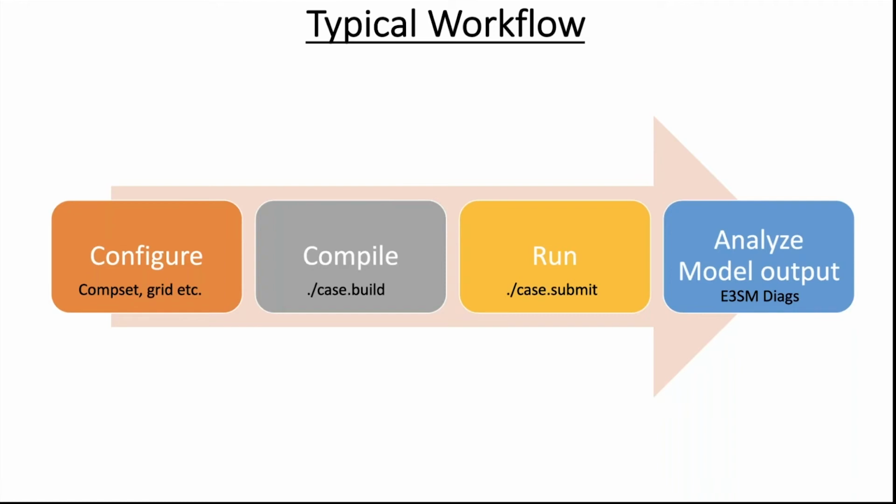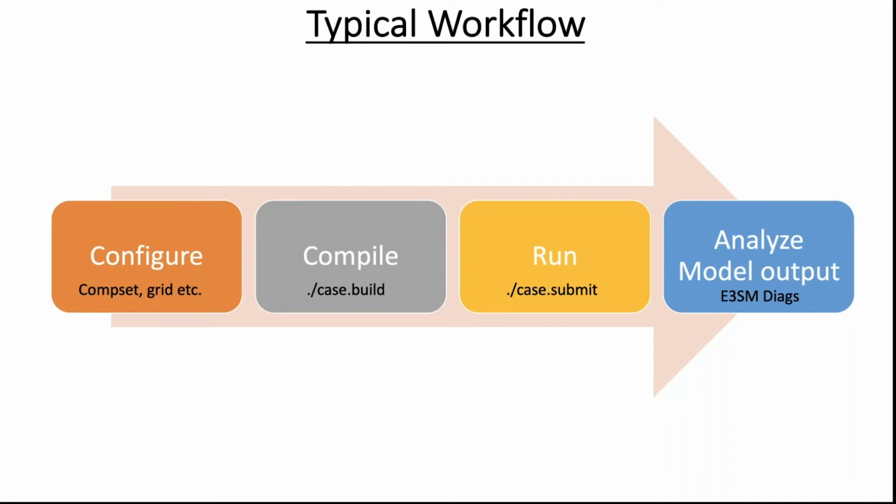After the model is built, we run the model. This is also a simple script: we just issue a case.submit command, and the model then runs. After that, we analyze the model output. This is typically done using the E3SM diagnostic package, and users may have their own tools to analyze the model output. The first three steps, configure, compile, and run, are typically achieved by running a single script, which is the run_e3sm script. Then the analysis of the model output is done using the E3SM diagnostic package.